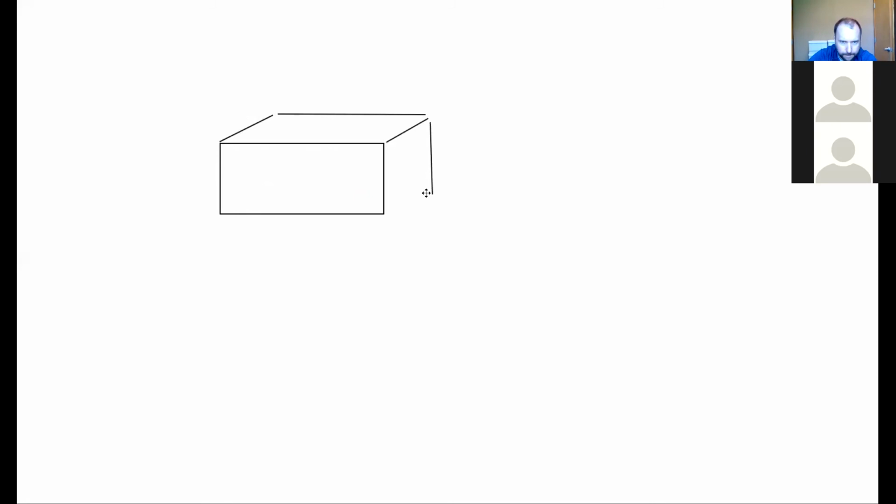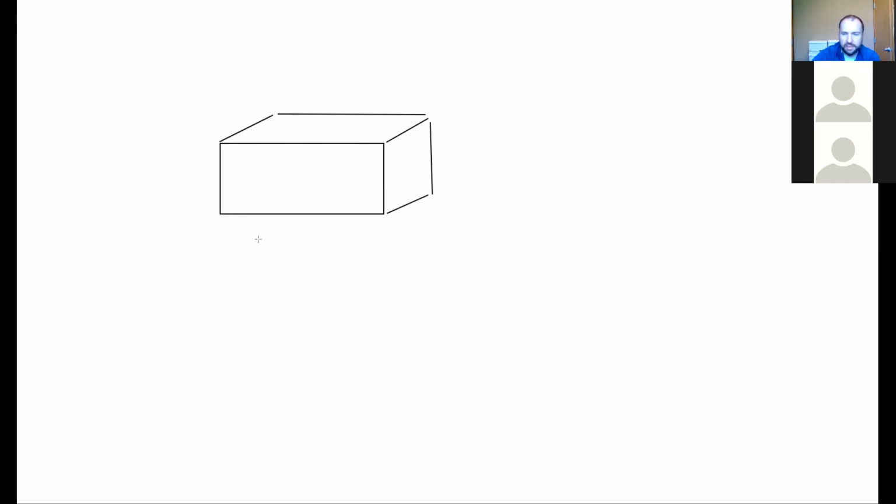All right, so let's start with a rectangular prism. Oh, I don't like green. Let's try that again. I was hoping they were going to have three-dimensional objects on here, but I'm just going to have to do it myself. Okay, not perfect, but good enough.